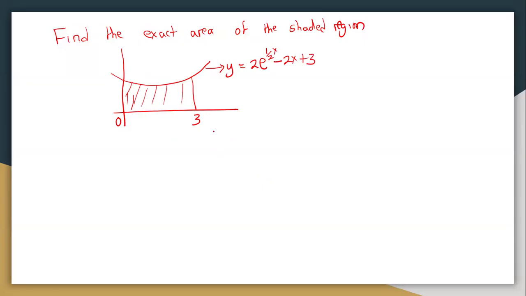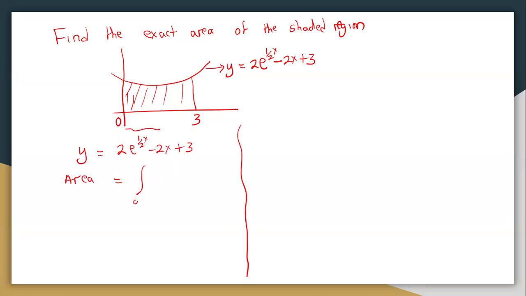So what am I going to say? We know that the exact area under the shaded region is the same as having the integration. Our curve is y equal to 2e^(half x) minus 2x plus 3. So our area under the curve is the same as having the integral. But our x values range from 0 to 3. So we shall say from 0 to 3 of 2e^(half x) minus 2x plus 3, and here we shall say with respect to x, since we are considering the x-axis.